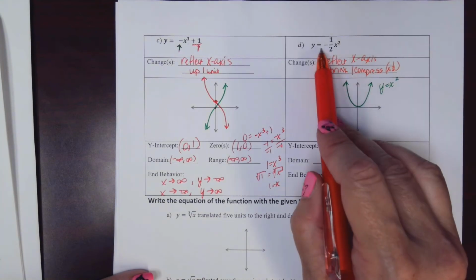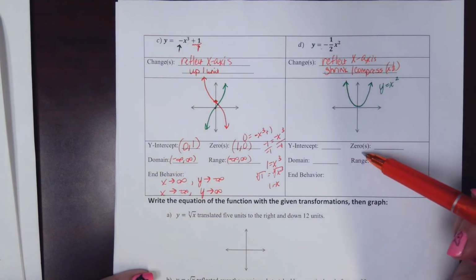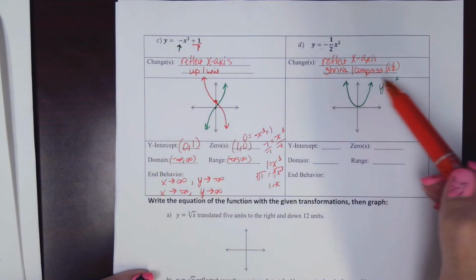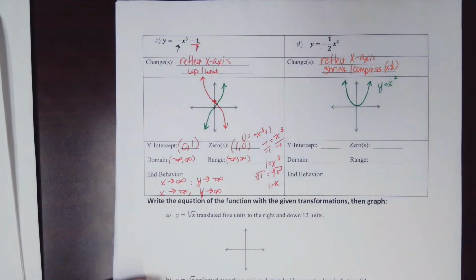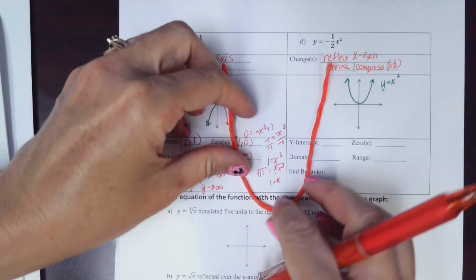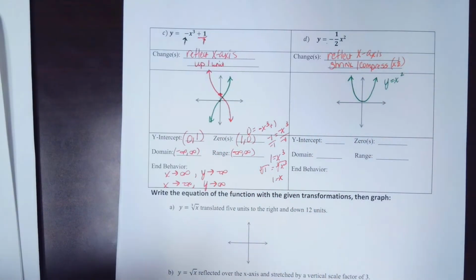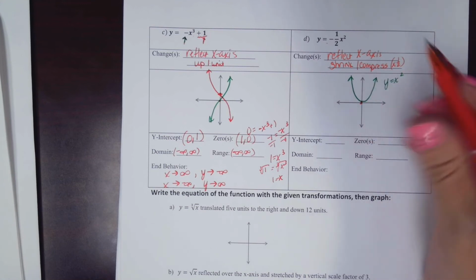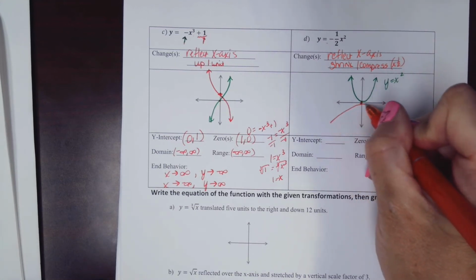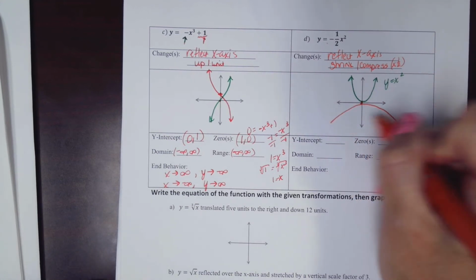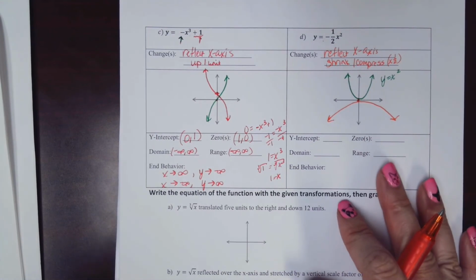We've got a negative out front. It's going to flip it upside down across the x-axis, and it's going to shrink it. It's going to compress it by 1/2. Remember we said what happens when we take our parabola and we squish it together? Well, it gets fatter, it gets wider. So when I flip it upside down and sketch that compression, it needs to visibly be wider than the original.